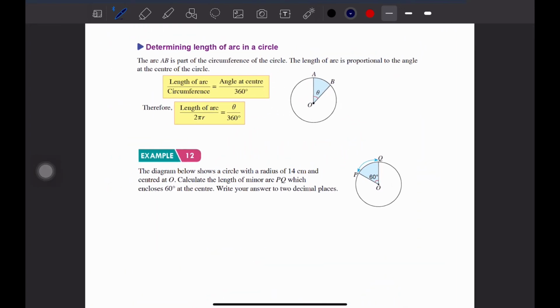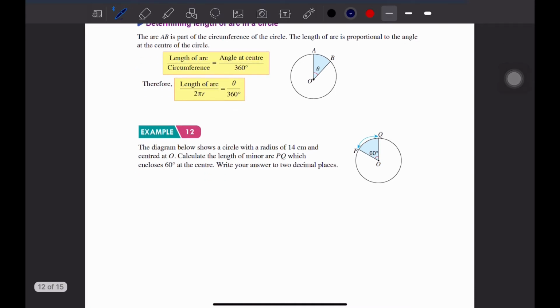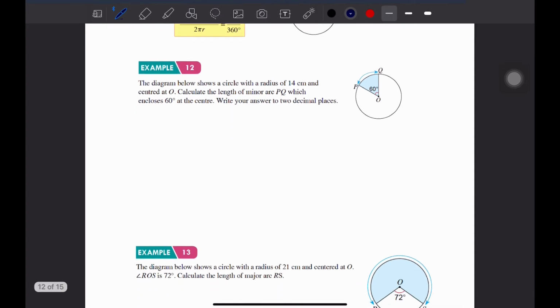Okay, so next part: determine the length of arc in a circle. This is the given formula in the textbook, but I'm going to teach you the one that I usually use, which I think is simpler. So let's look at example 12.